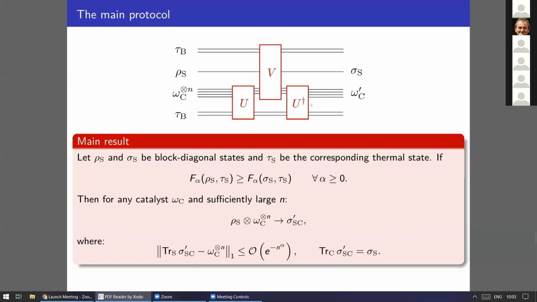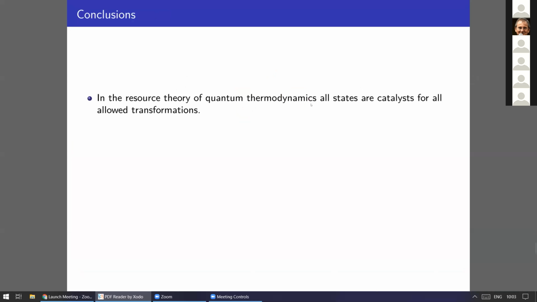Okay, so with this, let me now conclude. First, I hope I have convinced you that in this resource theoretic formulation of quantum thermodynamics, any state can be used as a catalyst for all transformations which are allowed by the second law. So for all allowed transformations.